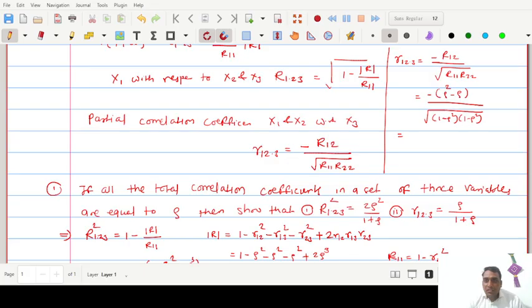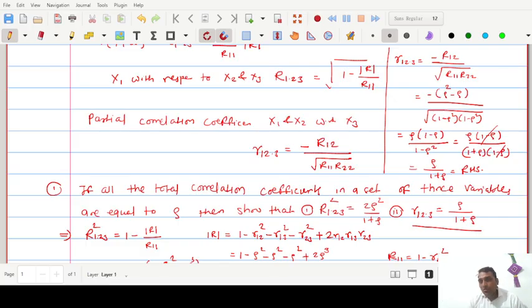So the square root gets cancelled. Minus in bracket, if you take the minus sign inside you will get rho, and if you take rho common, what remains is 1 minus rho divided by 1 minus rho square. Same as before, rho into 1 minus rho divided by 1 plus rho and 1 minus rho. So the 1 minus rho gets cancelled, which is equal to rho upon 1 plus rho, which is the RHS. So in this way we prove the partial correlation coefficient R12.3 is equal to rho upon 1 plus rho.